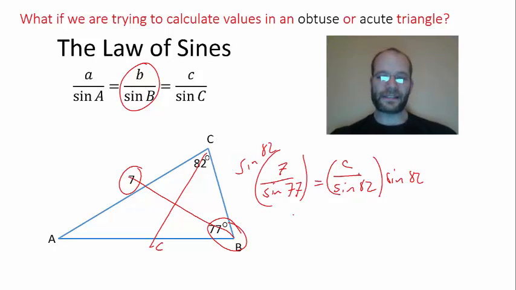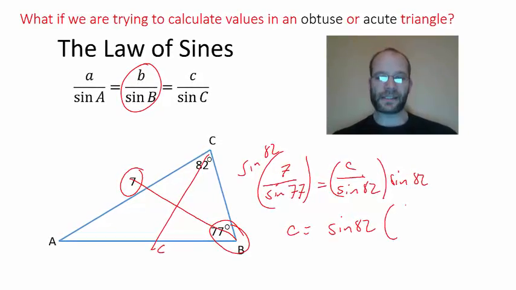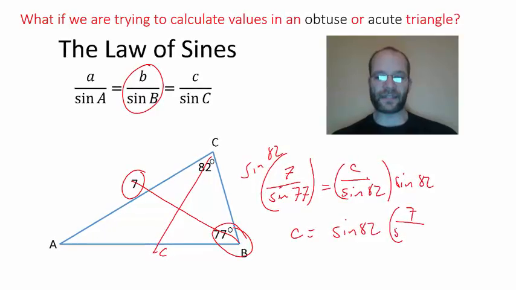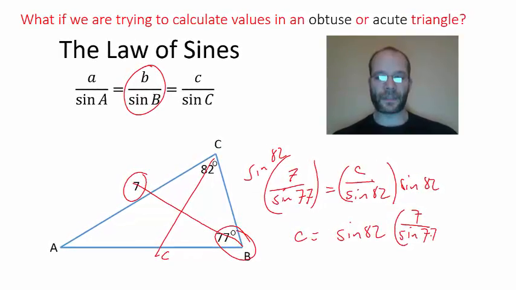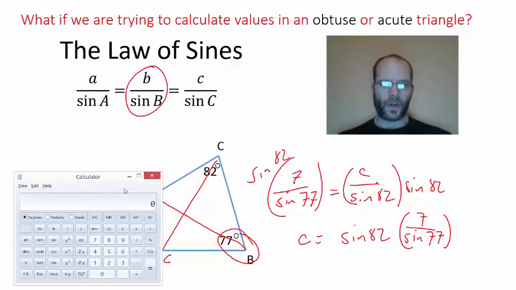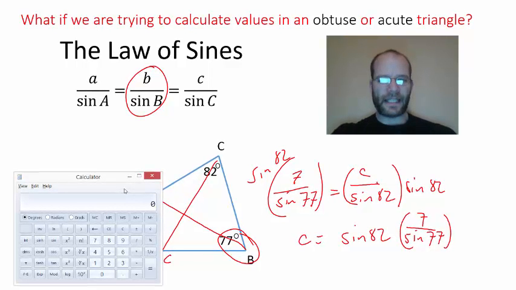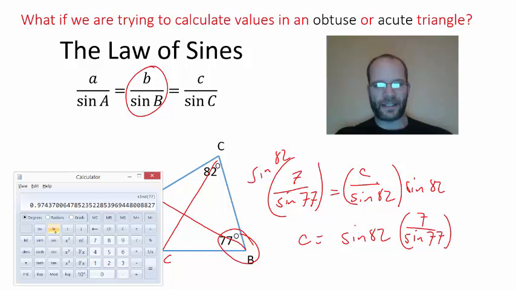And we end up with c is equal to the sine of 82 times 7 divided by the sine of 77. Now we need a calculator. Going to the calculator, we need to multiply sine 82 times the ratio 7 over sine 77. Probably the easiest way to do that would be to put the 77 in and then find the sine of that, which is 0.974. I'll store that in memory.